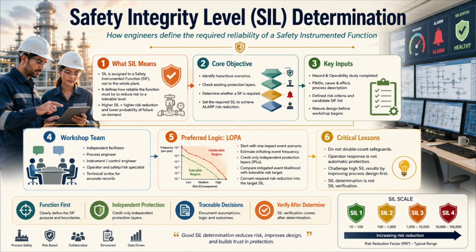Safety integrity level determination is not a calculation exercise performed to justify an emergency shutdown system that has already been designed. It is a disciplined risk decision that answers one critical question: how reliable must a specific safety function be to reduce a defined hazardous scenario to a tolerable level? If you misunderstand that question, the entire functional safety process begins to drift.